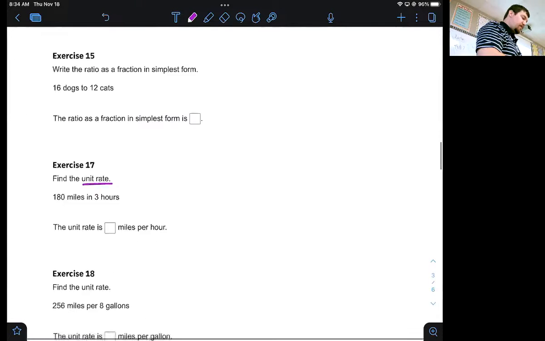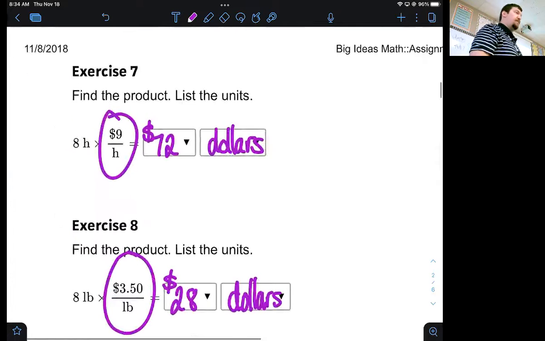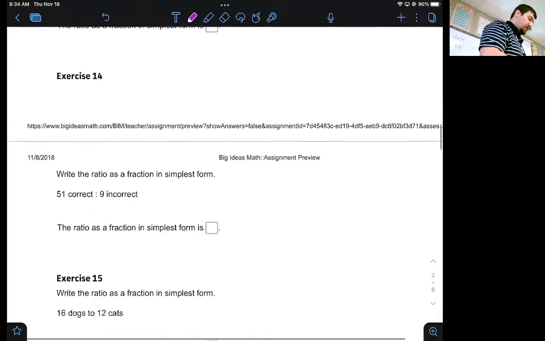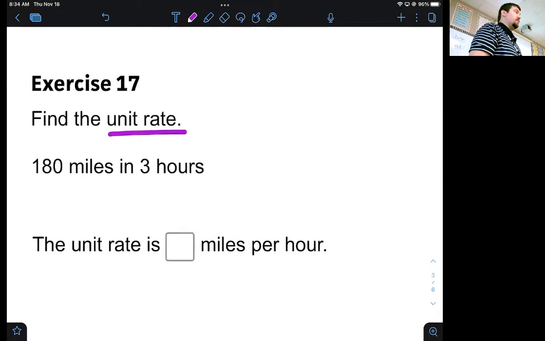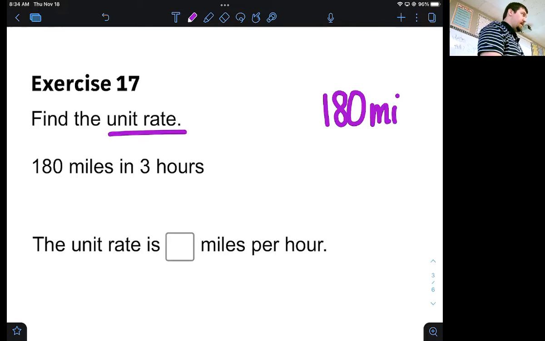Well, Mr. Bright, why did we multiply last time when we were up here? Because it said find the product. We used the unit rate to find a dollar amount. Now we're just going to find the unit rate. So this is what you need to put on your work papers. I don't need to see any long division, but on your work paper, you should put 180 miles, abbreviate. Really, you should be writing this down.